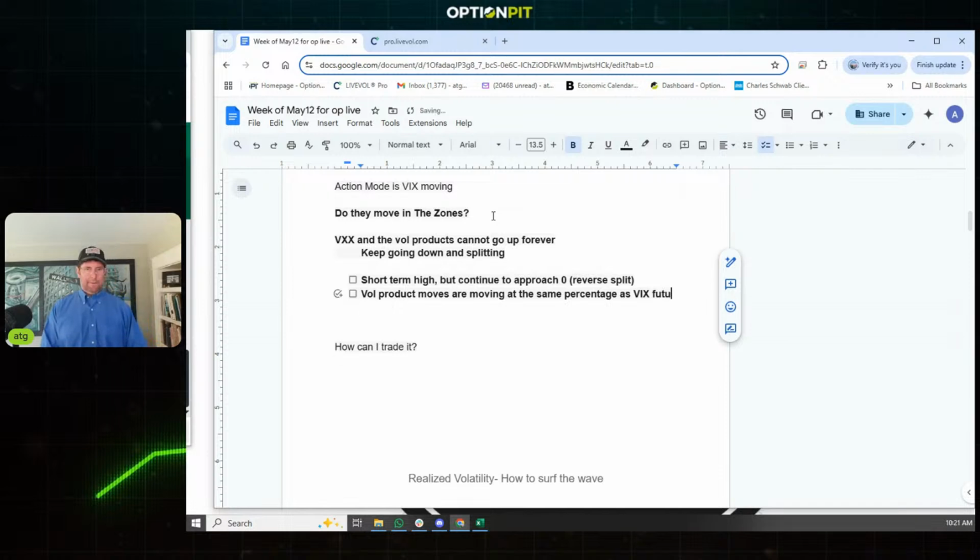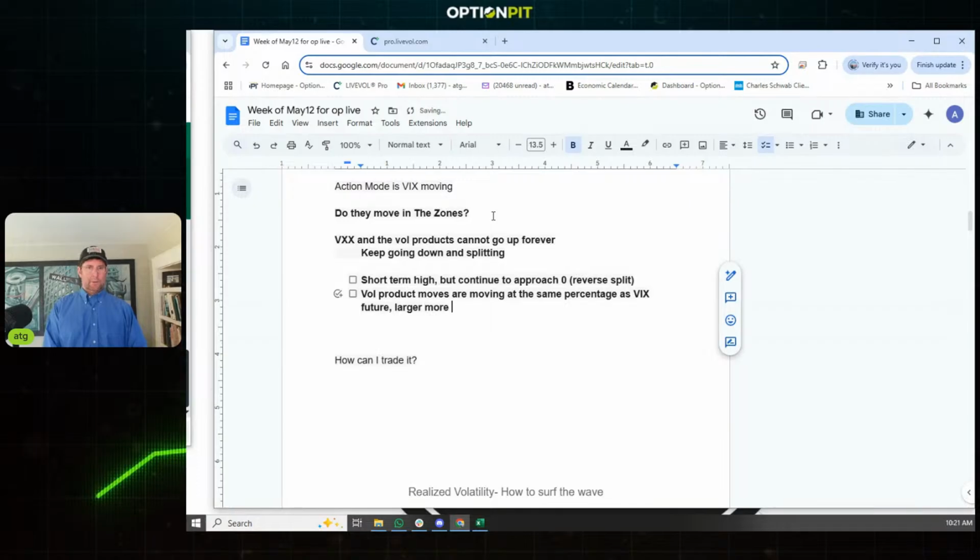So you have larger, more tradable moves. Makes it kind of fun to trade them. When vol's going down, they get smoked. Or when those futures are up 10, 20%, 30%, you get giant moves, 30, 40, $50 in VXX.